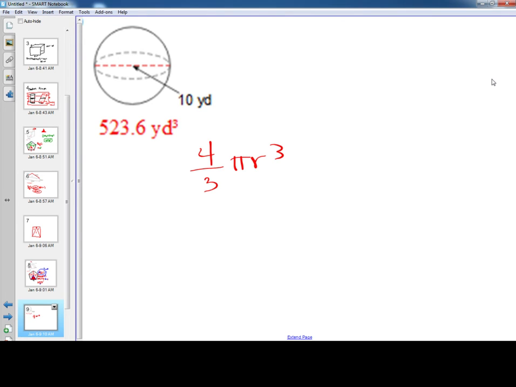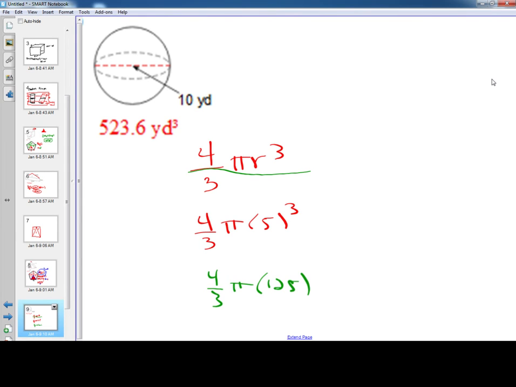Yep. Okay? So I take the radius, which happens to be 5, and I cube it. Now for those of you that are kind of intimidated by fractions, this is really 4 times pi times the radius cubed, all divided by 3. It's also just a third. So we're going to get 4/3 pi times 125.